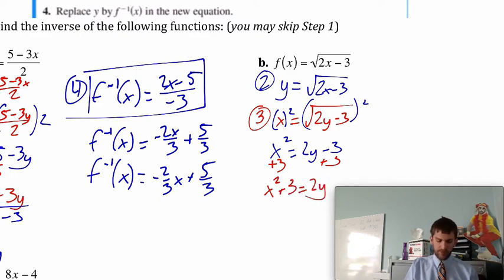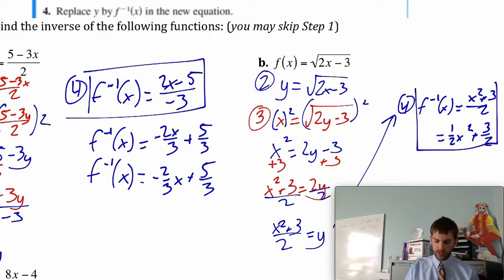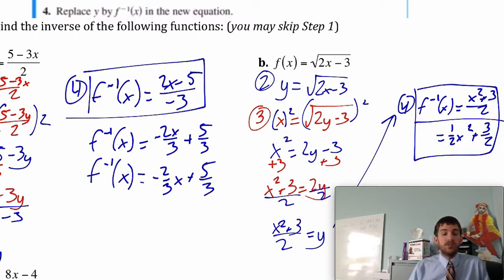Almost have y all by itself. We just got to divide both sides by 2. And we end up with x squared plus 3 over 2 equals y. For step 4, again, putting it in proper notation, I'm going to say f inverse of x equals x squared plus 3 over 2. Or if you want to rewrite that as 1/2 x squared plus 3 over 2, that's another way of writing it. So two separate ways of writing that same answer. Take a moment, pause, and see if you can start working on letter C.